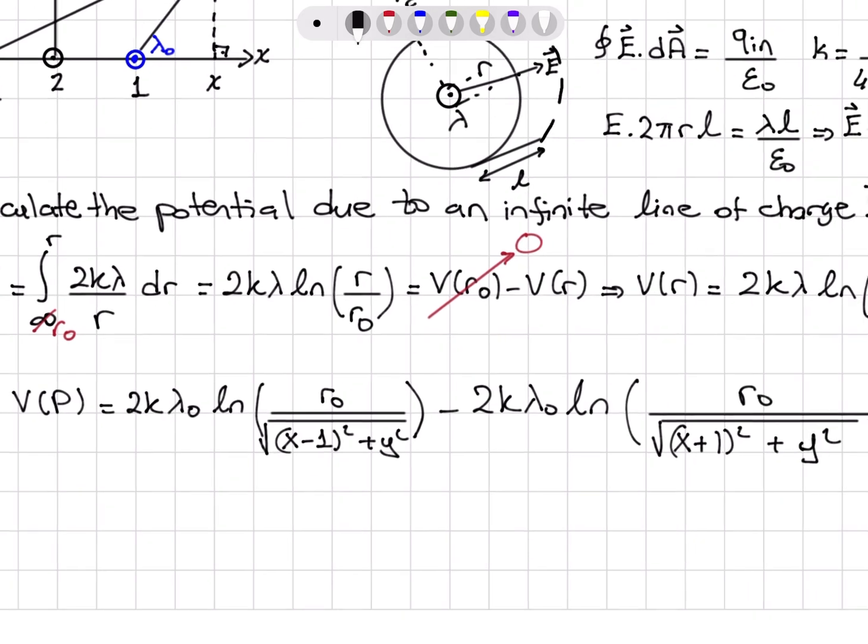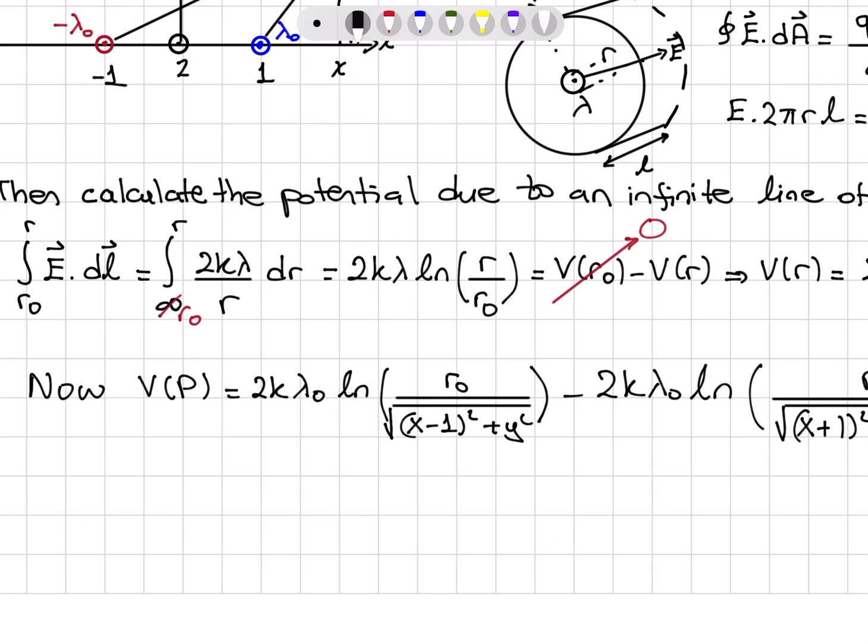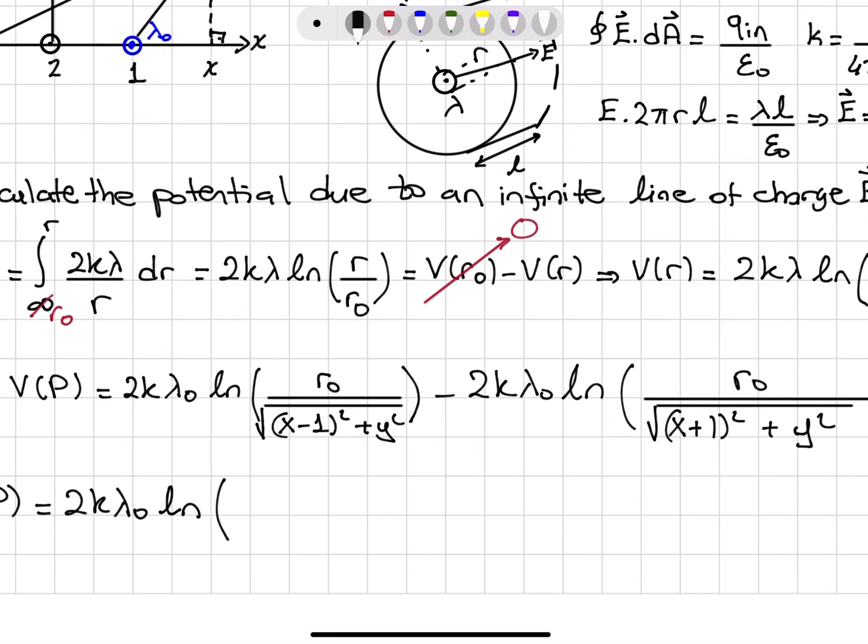Now, if I put this in 2k lambda 0 parentheses, I was showing the potential at point P with phi. So phi at point P is 2k lambda 0 natural logarithm. Now I have this divided by this, so this is going to go upstairs. R zeros will cancel. So I will have the square root of (x plus 1) squared plus y squared divided by the square root of (x minus 1) squared plus y squared.